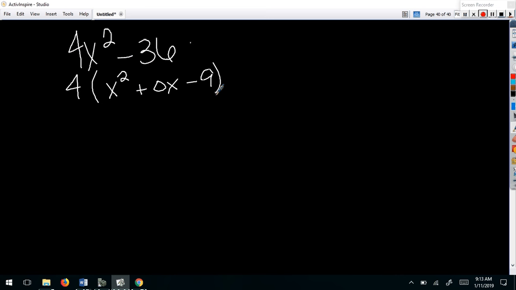What's it multiply to? What's it got to add to? It has to add to 0. Negative 3 and positive 3. Good job. What's negative 3 plus 3? 0. What's negative 3 times 3? Negative 9. It's a puzzle.